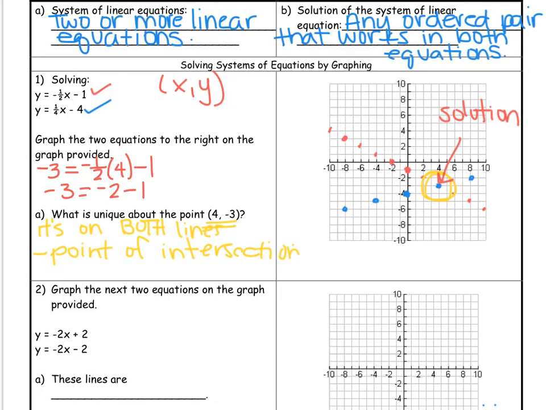If I do it for the second equation, I want to do the same thing. I'm going to plug in -3 for y, and is that the same thing as 1/4 times -4 minus 3? So is -3 the same thing as -1 minus 3? Slope aside, it works. So this ordered pair works in this equation, and it works in that equation.